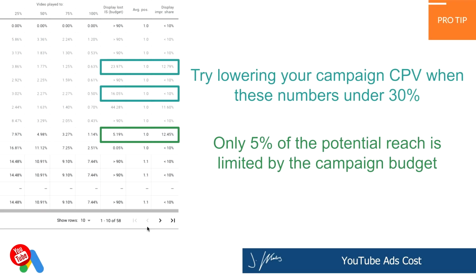And especially as you can see here in this screenshot, you see one is at only 5% potential reach is limited by the budget. Well, I could actually try lowering the cost per view, or I could just lower the budget and see if I can improve the efficiency of my budget by paying less per view and just paying less overall to get a similar result. Of course, this only works if your rank is very low. If you're seeing this is low and your rank is high, then this isn't gonna work.